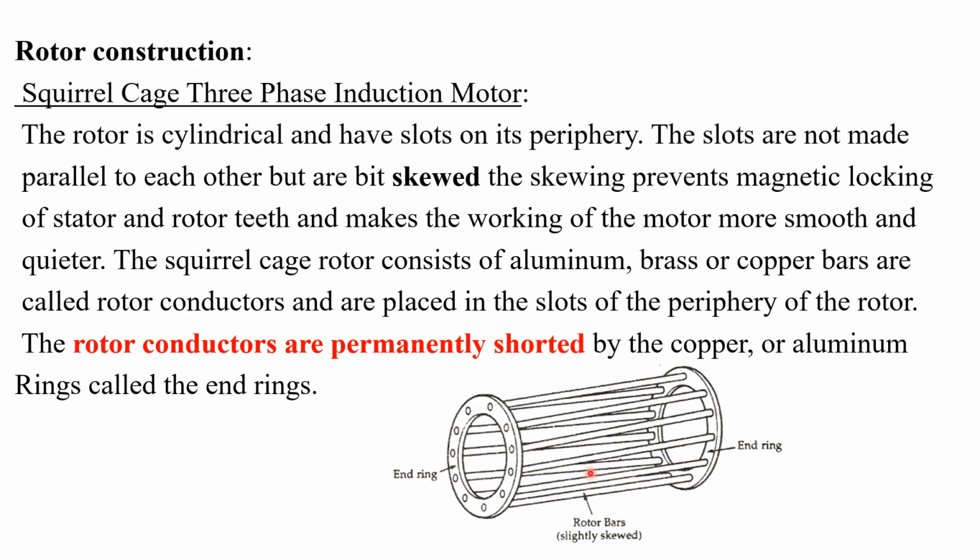The rotor bars are not parallel to each other, they are made slightly skewed like this. These rotor bars are normally made up of aluminium, brass or copper. At the end portion, the rotor bars are joined together by a ring known as end rings. Both the ends are short circuited by using end rings, so the rotor conductors, or simply rotor bars, are slightly skewed in order to prevent magnetic locking, and they are permanently short circuited. These points are very important for your technical exams.